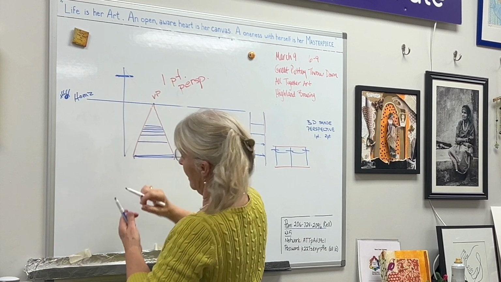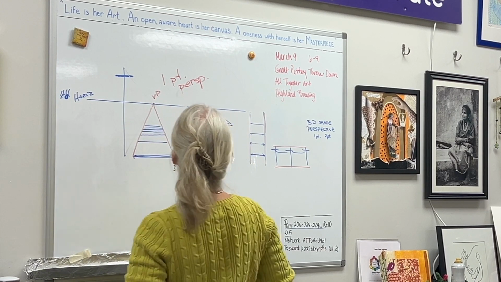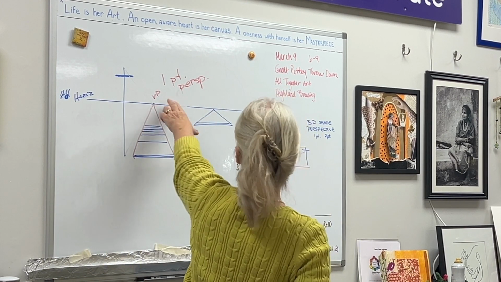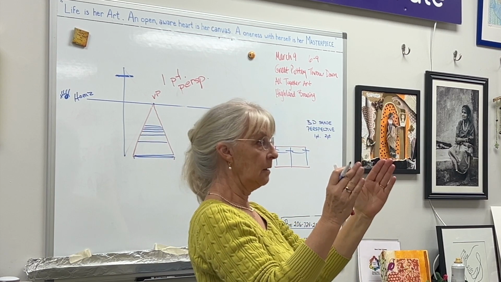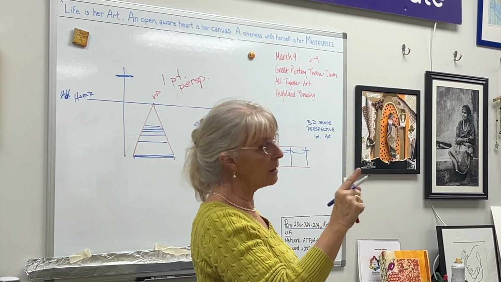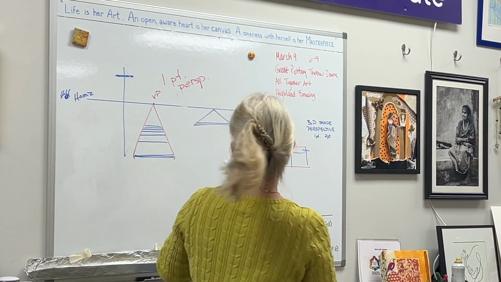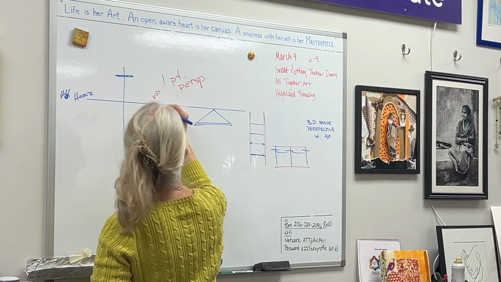Could you tell me what one point perspective means again? One point means that all lines that are parallel in reality converge on a single vanishing point. And that is right here.